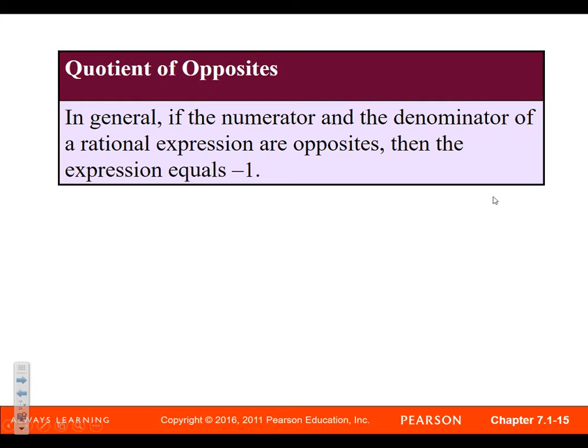We did these already. Boom. Okay. Quotient of opposites. In general, if the numerator and the denominator of a rational expression are opposites, then the expression equals -1.